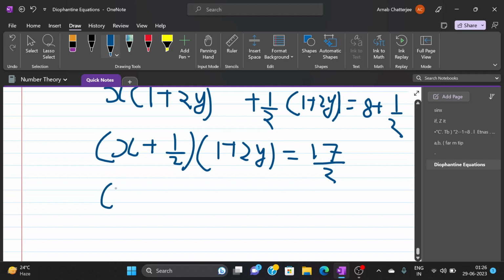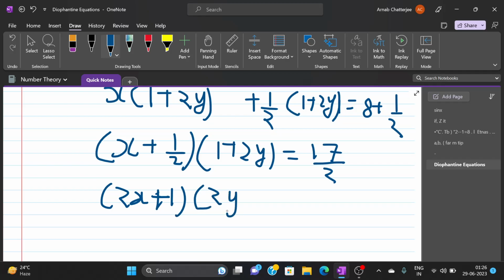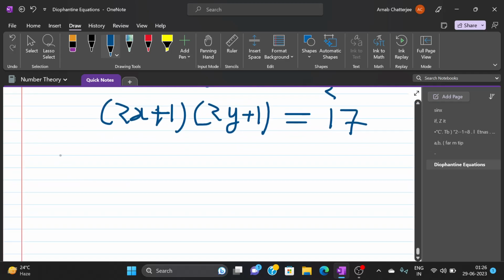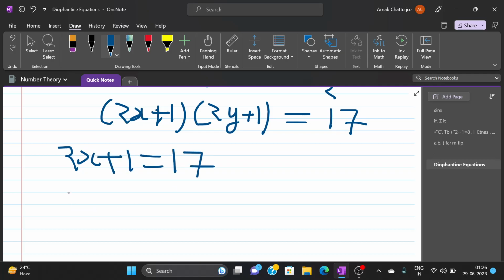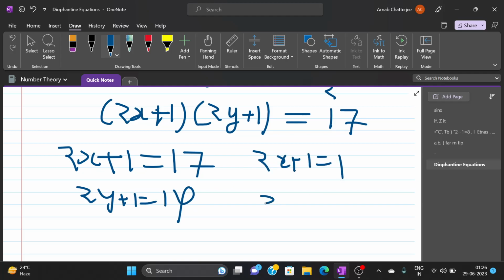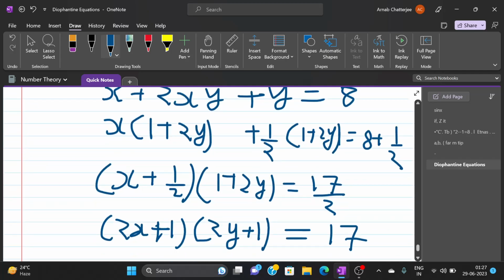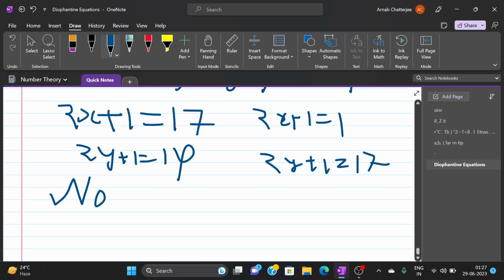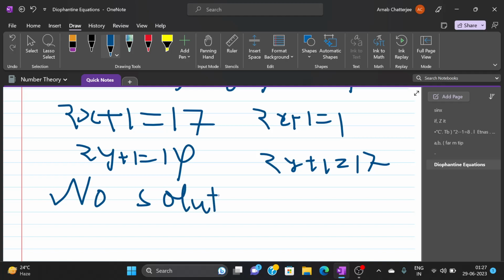So now we will have 2x plus 1 into 2y plus 1, and this is equal to 17. Now if this is equal to 17, and x, y are positive integers, then 2x plus 1 equal to 17 and 2y plus 1 equal to 1 cannot give us any solution. And again the other pair, 2x plus 1 equal to 1, 2y plus 1 equal to 17, will also not give us any solution. So actually there is no solution for this problem. No solution.